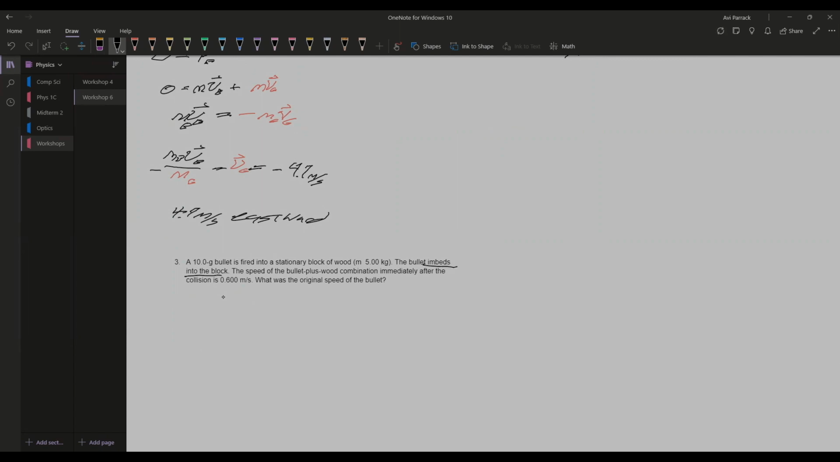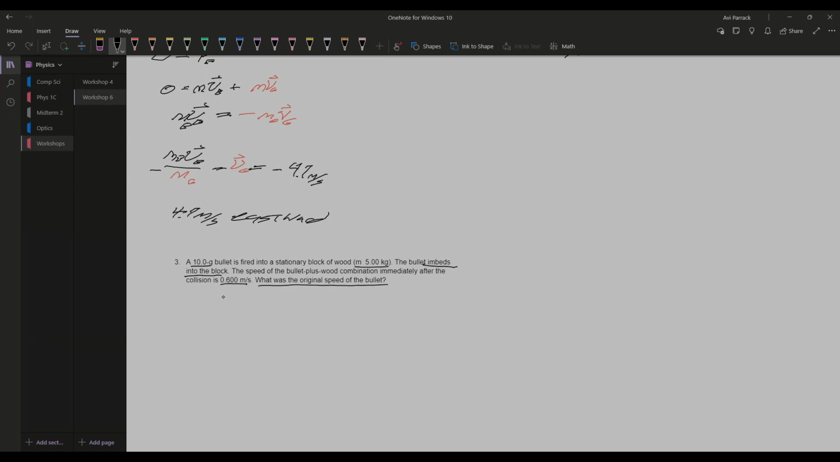This is giving us a hint about what kind of collision it is. Let's underline the important information. You guys will practice picking these out, and when you do harder problems, you have to pick out these same keywords and help put it together. The speed of the bullet plus the wood combination immediately after the collision is 0.6 meters per second. What was the original speed of the bullet?